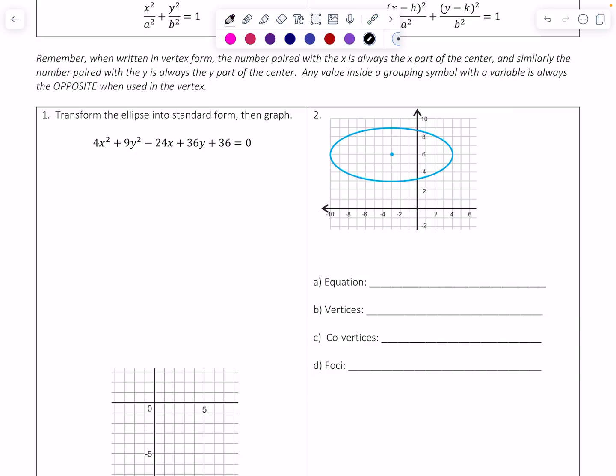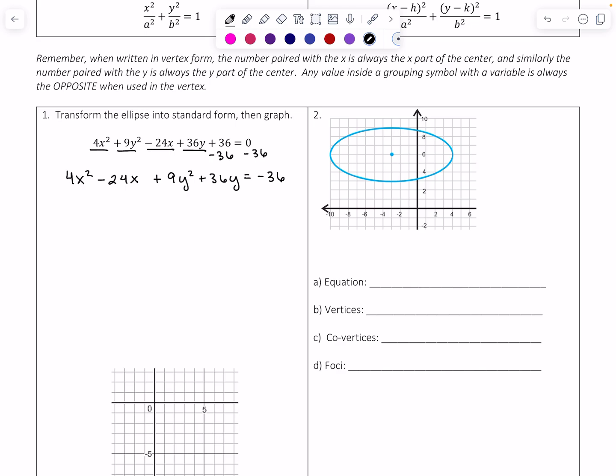First things first, we're going to group our x's together and our y's together and move any constant. So I'm going to subtract this 36 because it's a constant to get it over to the other side. I'm going to put our x's together, so we have 4x squared minus 24x. And then I'm going to have those y's together, so plus 9y squared plus 36y is equal to negative 36.